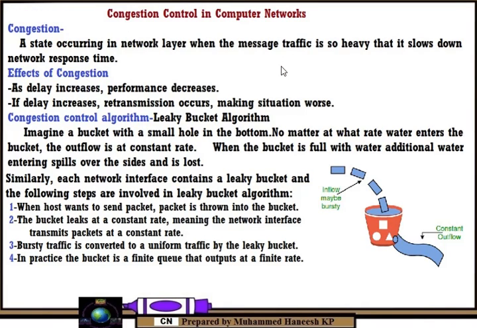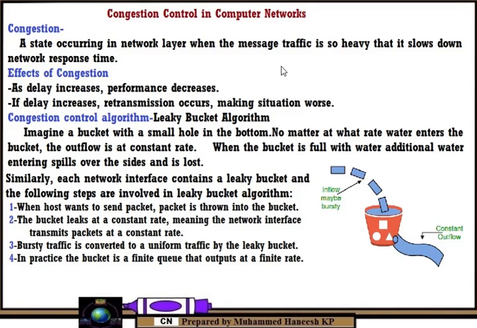Congestion control in computer networks. We know that congestion is a state occurring in the network layer when the message traffic is so heavy that it slows down network response time. Effects of congestion: as delay increases, performance decreases. If delay increases, retransmission occurs, making the situation worse.